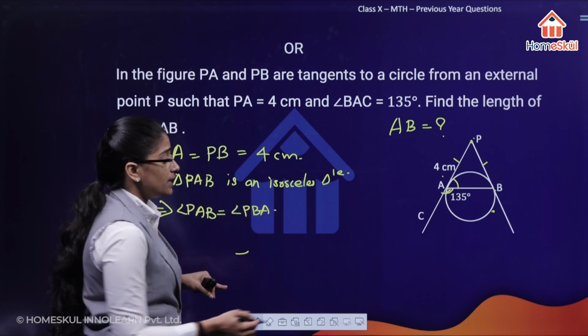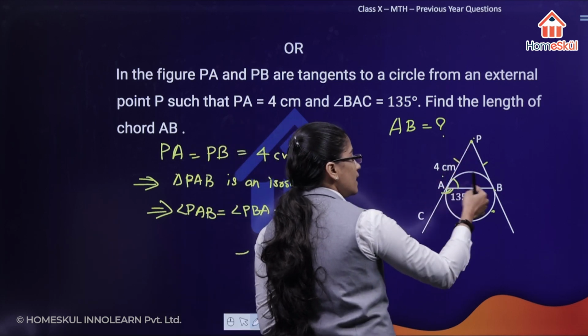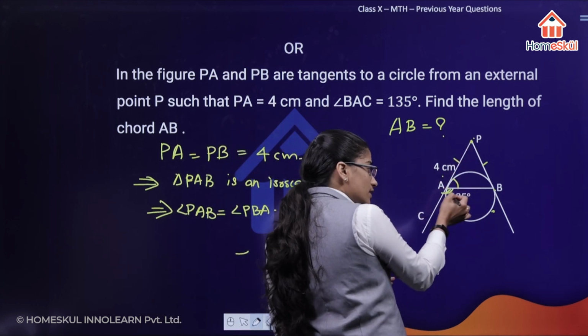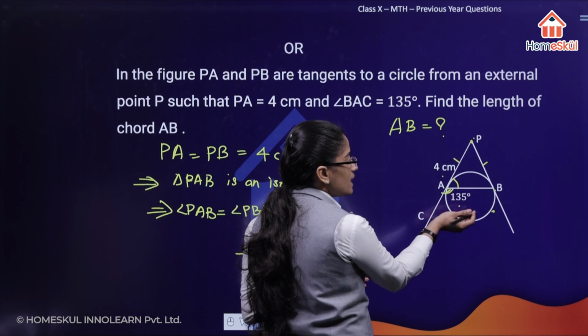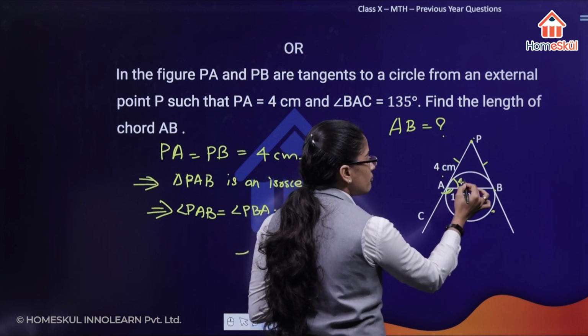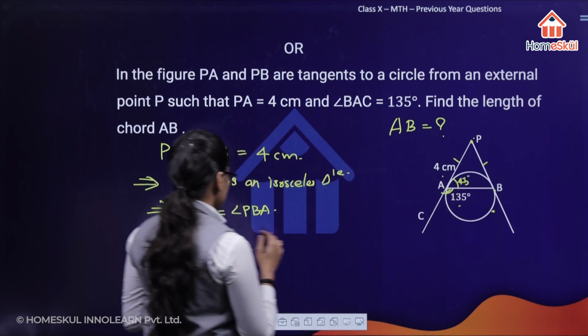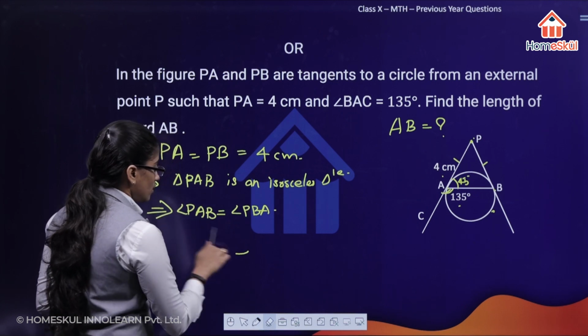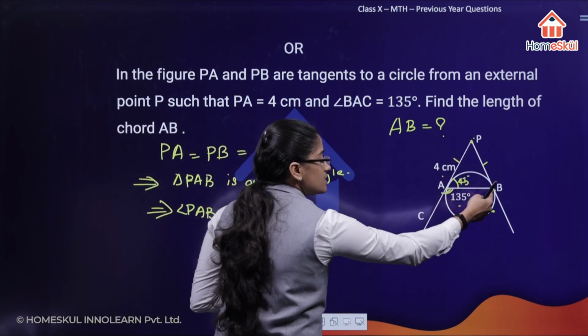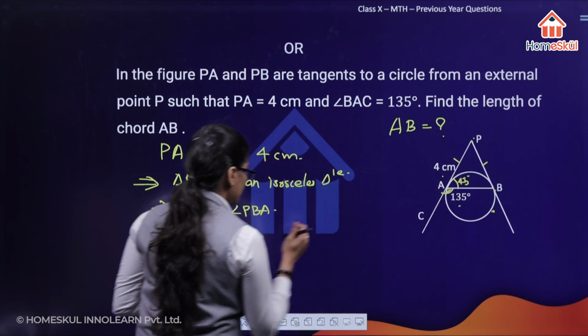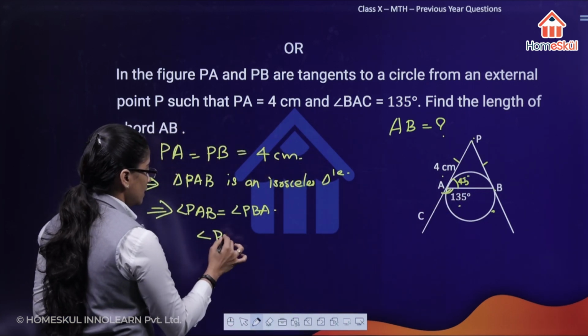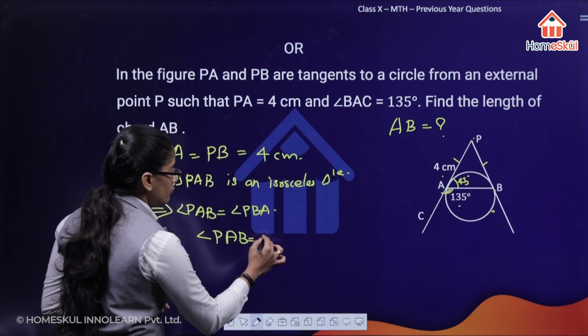Using angle sum property, first of all, we can find out what PAB is. How? Because this total is 180 degrees. So, 180 minus 135, it will be 45 degrees over here, right? That means if PAB is equal to 45 degrees, then PBA will also be equal to 45 degrees.